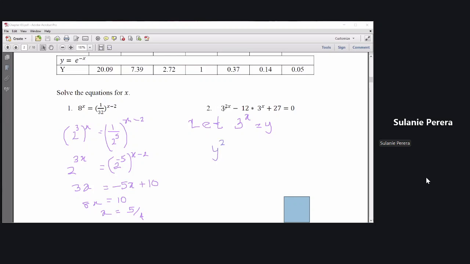Right? 3 to the 2x. So 3 to the x is y. So y square minus 12y plus 27 equals 0. Right? So do you all understand? Here it's 3 to the x into 3 to the x. So 3 to the x is y, and this 3 to the x is also y. So it's y square.